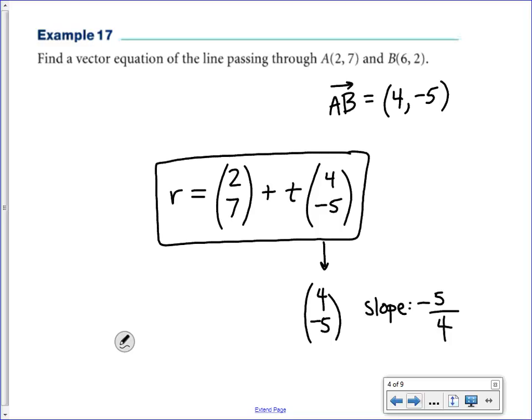So the slope of this line is actually -5/4, which you could then use in like y equals mx plus b if you were trying to write this line in slope-intercept form or standard form. For the point, you could use any of the points that's given to you, and then use that to solve for the y-intercept.